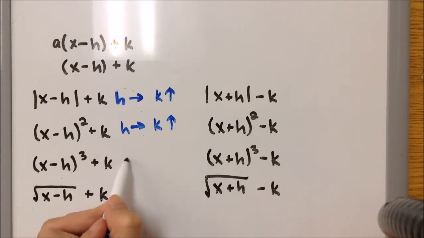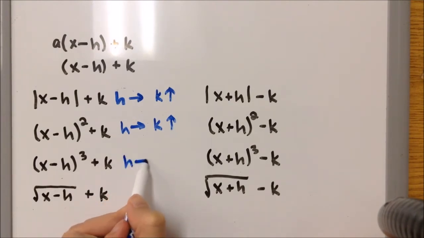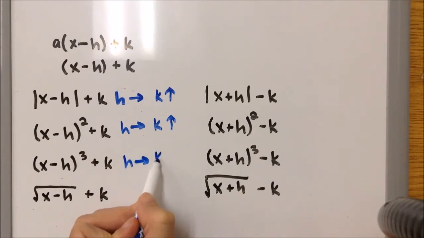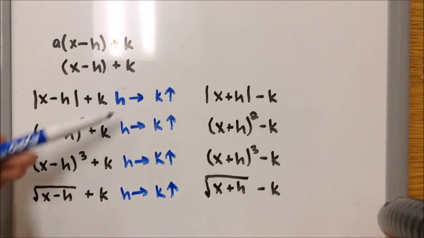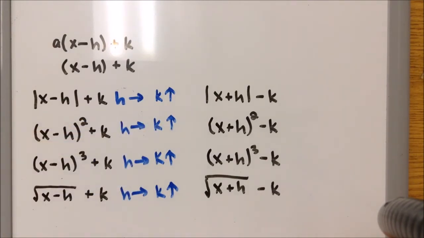So again, here's the cubic, h units to the right, and then k units upward. Now again, if say h was 4, since it's minus 4, that means it's going to move 4 units to the right. Now if k was like 7, so plus 7, that means it's going to move 7 units upwards. So even though they're different functions, absolute value, quadratic, cubic, and square root, they have the same transformation.